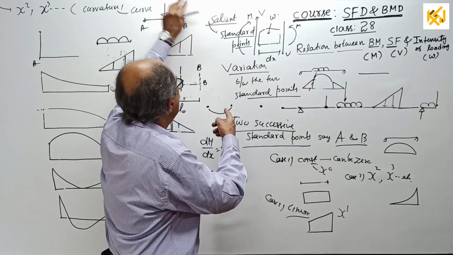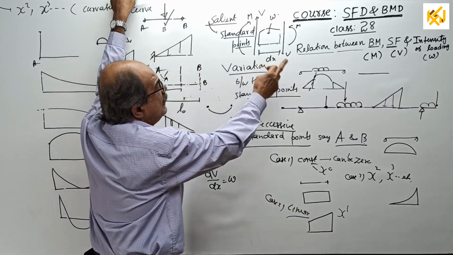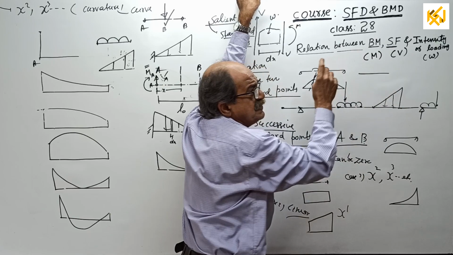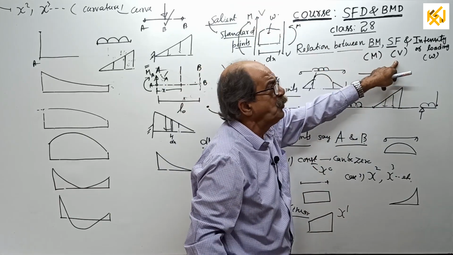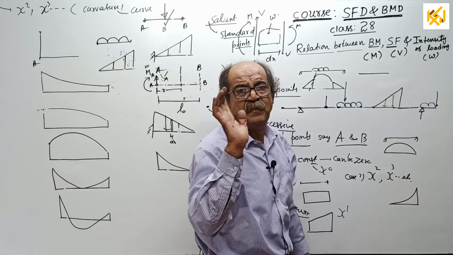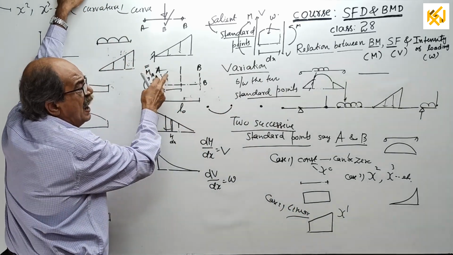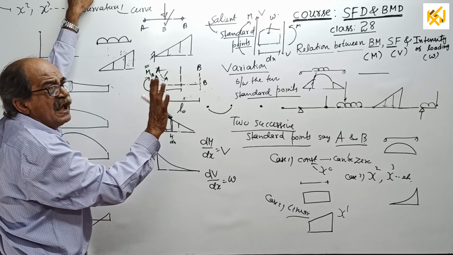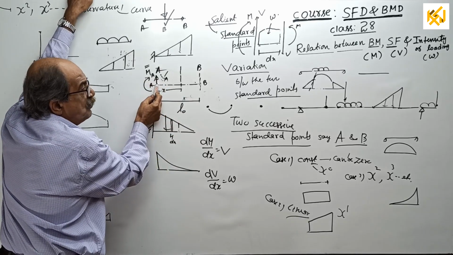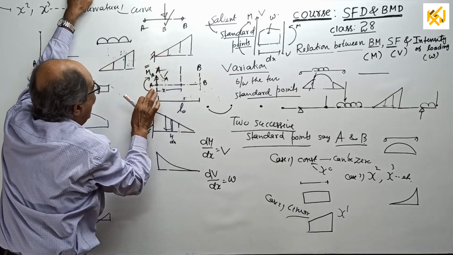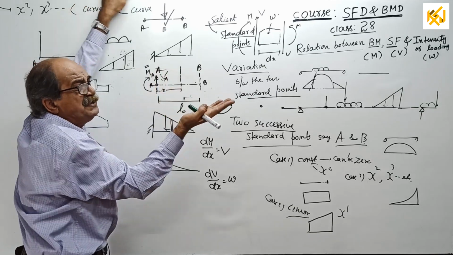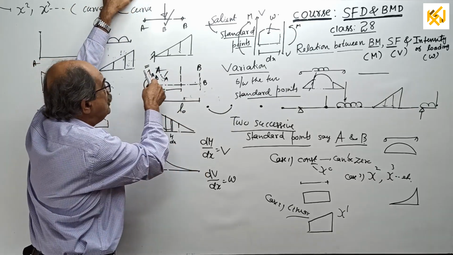Okay, I will start now. Get the relation between M, V and W. M means bending moment, V means shear force, W means intensity of load. And then this VA and MA are constant values. They are not variable. They are the net vertical force here and the net moment here. They can be shear force and bending moment if it is the end of the beam.